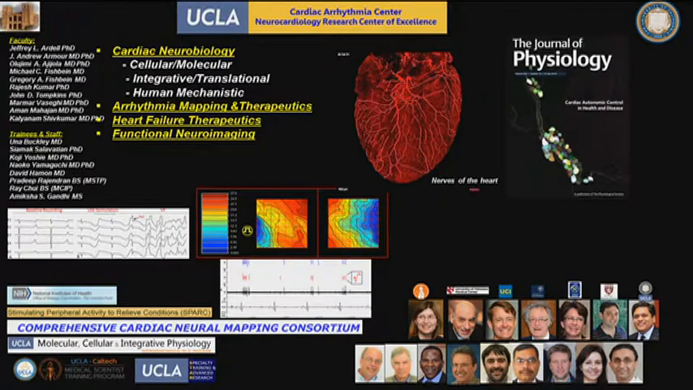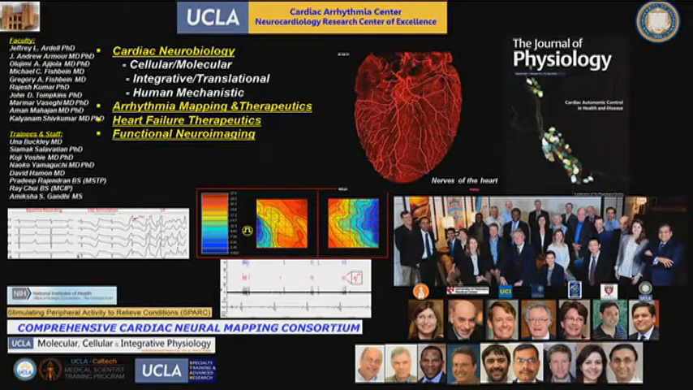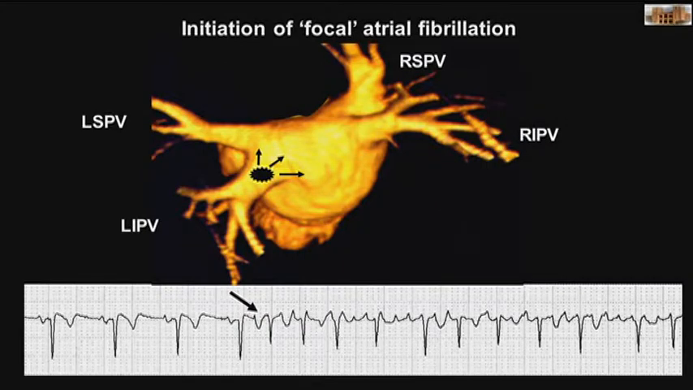In fact, it's a research arm. We also have a collaboration with these investigators from Caltech, Nebraska, UCI, Oxford University, Oregon Health Sciences, and Harvard. And you'll be seeing data from some of these groups. And this is the consortium that we have, which is a comprehensive cardiac mapping consortium. So how is this all relevant in the world of AFib?